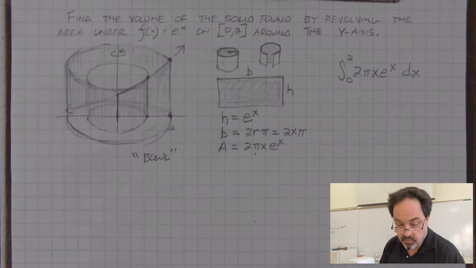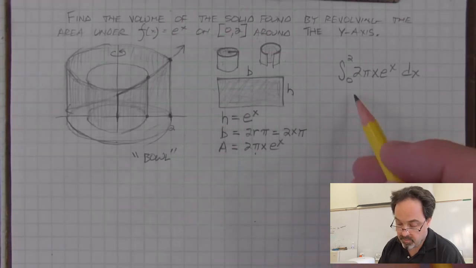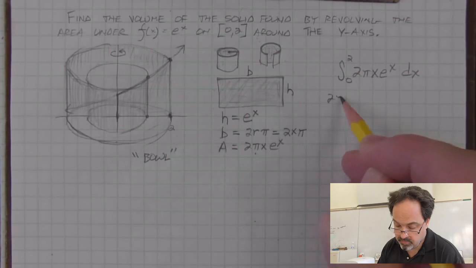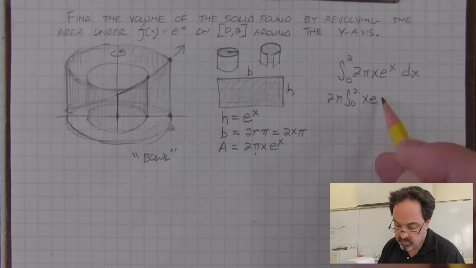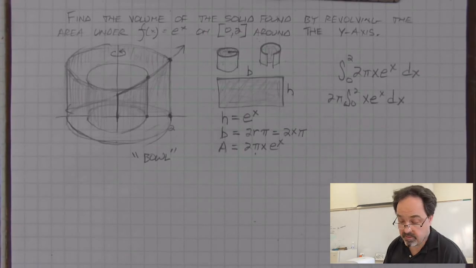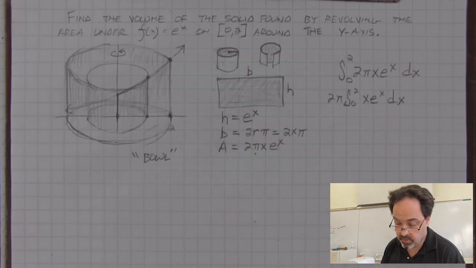Now that I have the integral, I could take out the 2 pi, integrate x e to the x. Techniques for integration are not intended to be a part of this lesson, which is focusing on the strategy of using the shell method and setting up the integral. For this integral, we would need integration by parts.